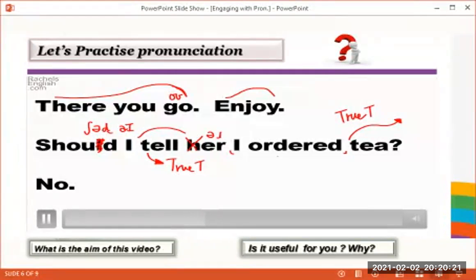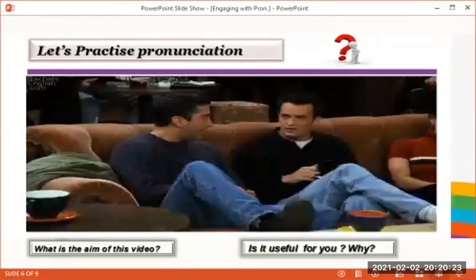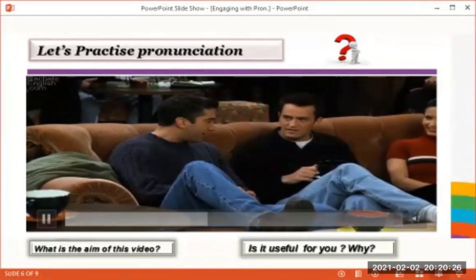No. No, no, no. Quick up-down shape. No, no.